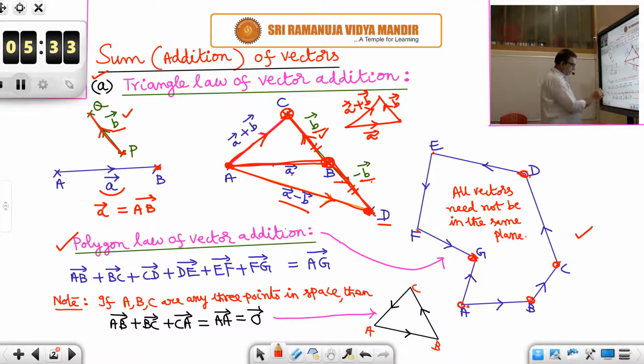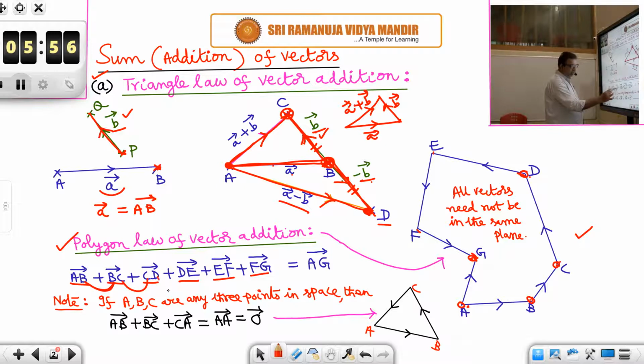So see here, I am adding AB bar plus BC bar plus CD bar plus DE bar plus EF bar plus FG bar. Here you notice the pattern: the terminal point of the first vector is equal to the initial point of the second vector. Next, terminal point, initial point, next vector.